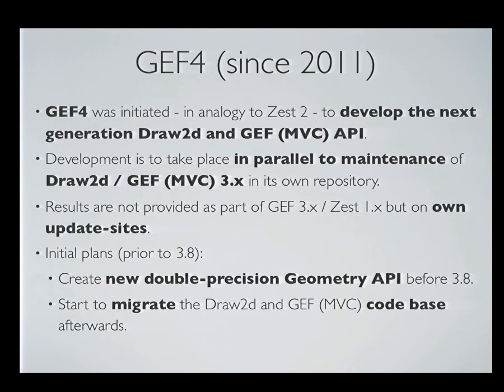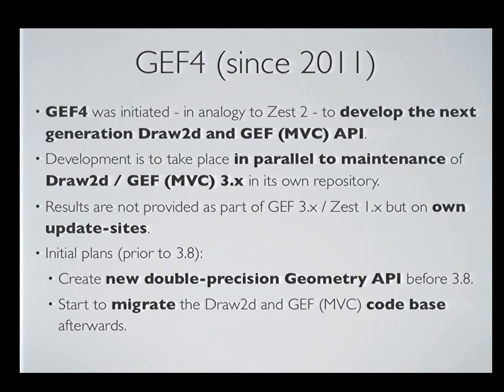For the Draw2D and the GEF MVC components, so model view controller components that make up the other parts of GEF, we had something similar in mind, and we started a similar approach in 2011, which we call GEF4. And the intention was to have that quite analogously to what ZEST2 did. So develop the next generation API for Draw2D and GEF in parallel to maintaining the current 3.x stream, providing it on its own update site, residing in its own Git repository.